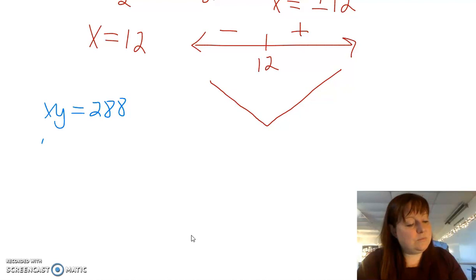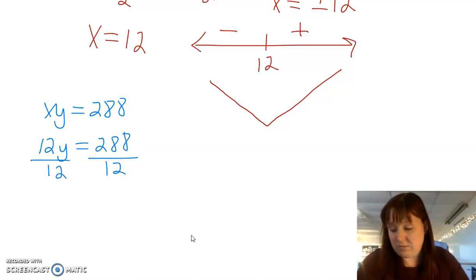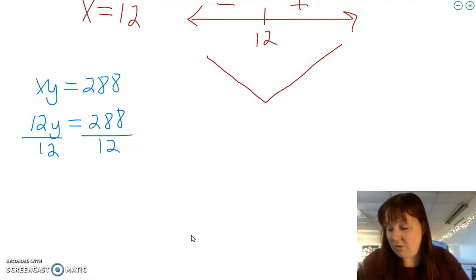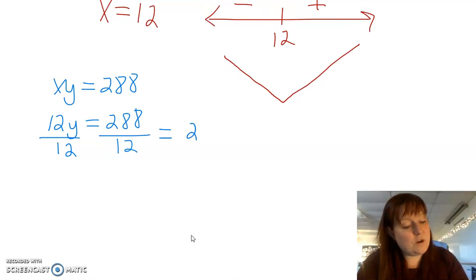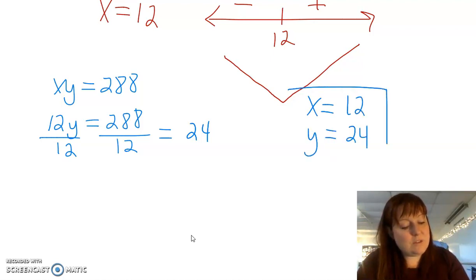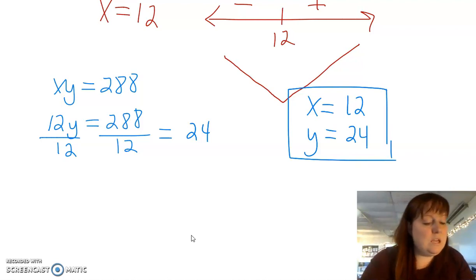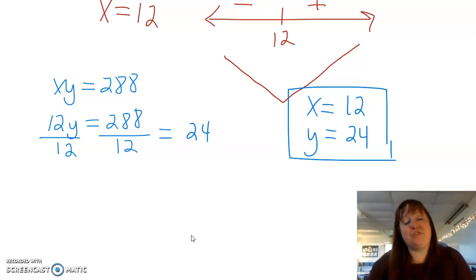So x equals 12 times y equals 288. We divide by 12. And y equals 288 divided by 12, which is 24. So in this case, the two numbers we're looking for are 12 and 24, that when we multiply them together, they equal 288, but when we add twice 12 plus 24, we get the smallest possible value. So that is optimization. Yay!